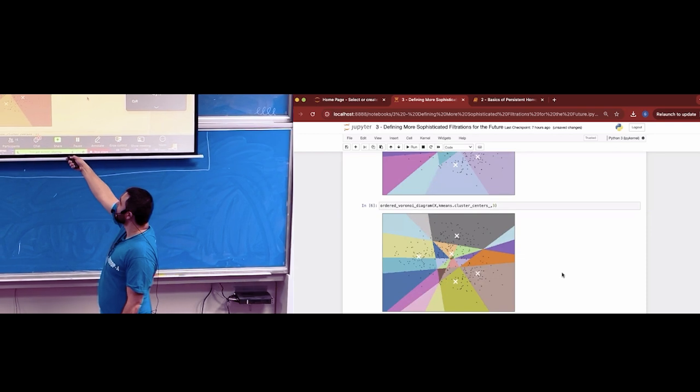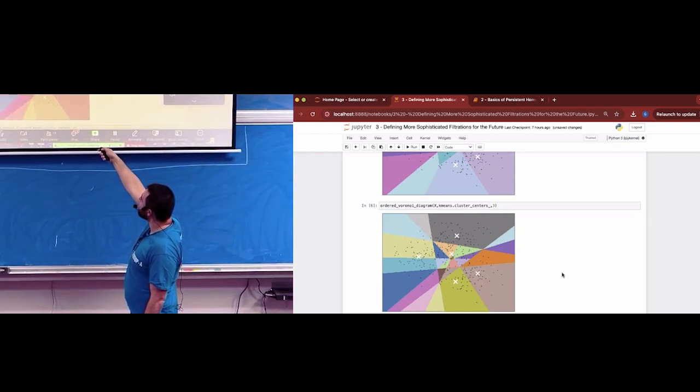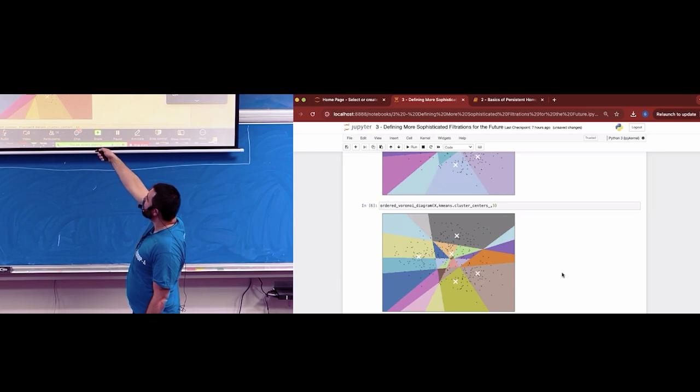So now I got the gray is closest to this one, then this, and then I'm going to guess this one. And this one is closest to this one, then this one, then this one. This one is closest to this one, then this one, then this one. This one's closest to this one, then this one, and then maybe this one. And then it just keeps going.